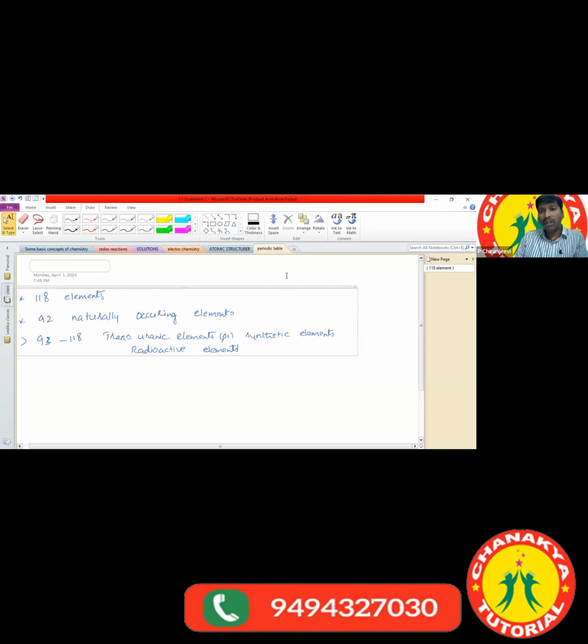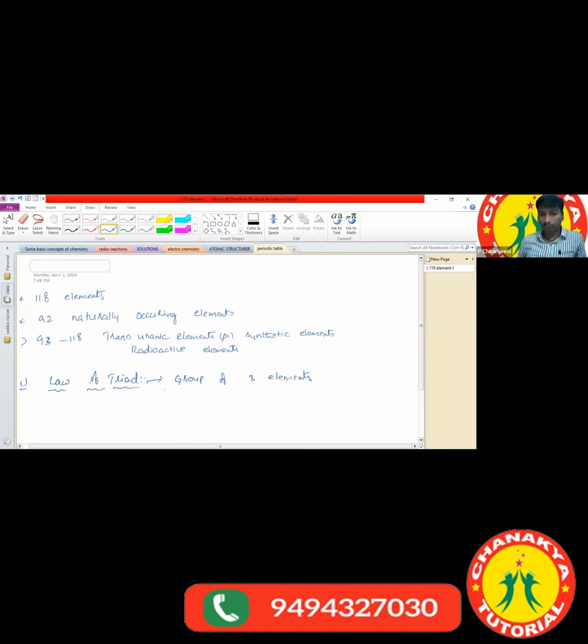What are the different classifications they gave? First of all, there is Dobereiner's law of triad. What is meant by a triad? A triad is nothing but a group of three elements.